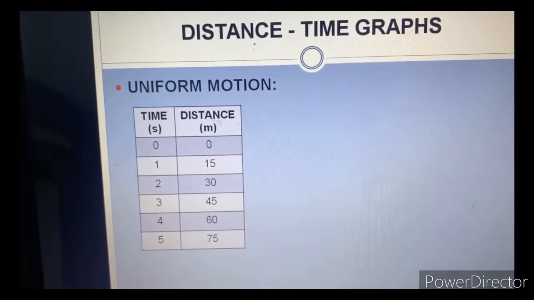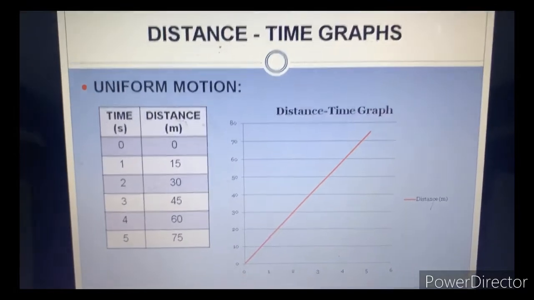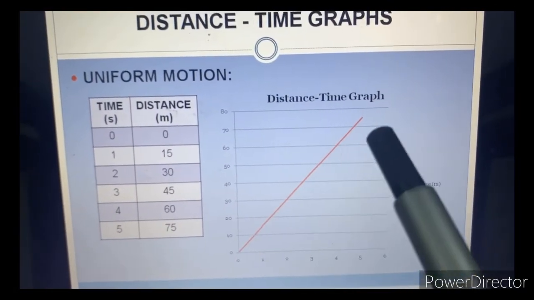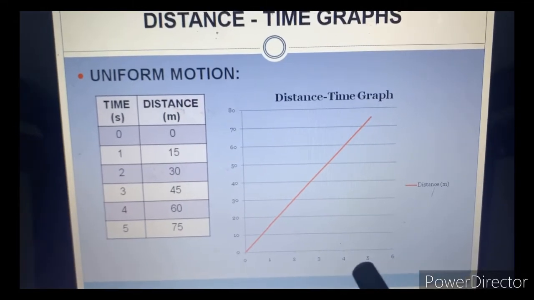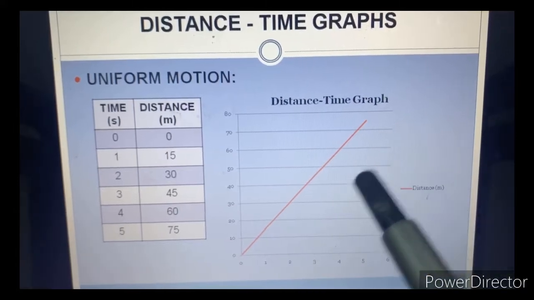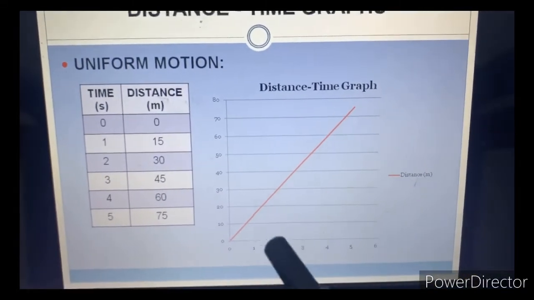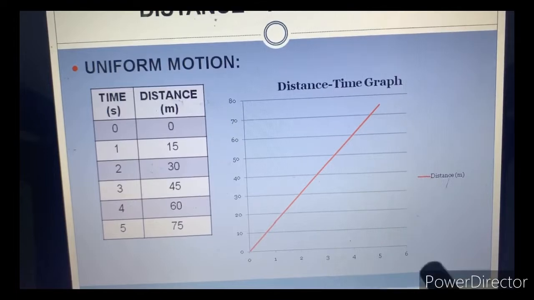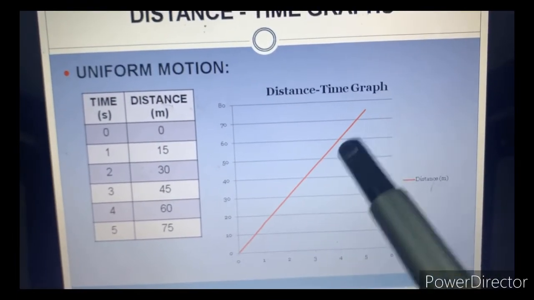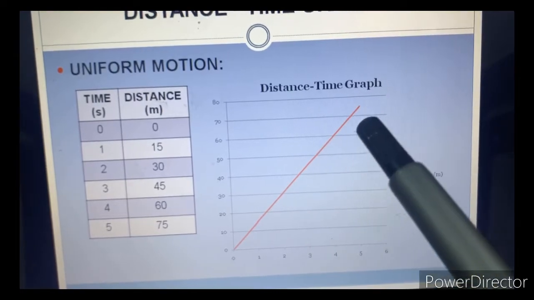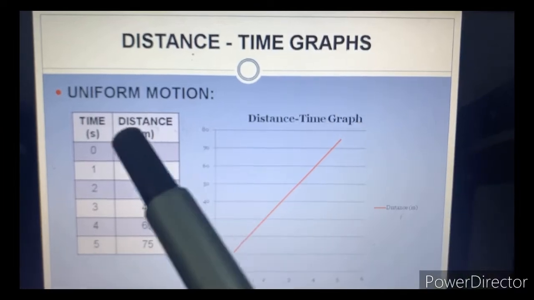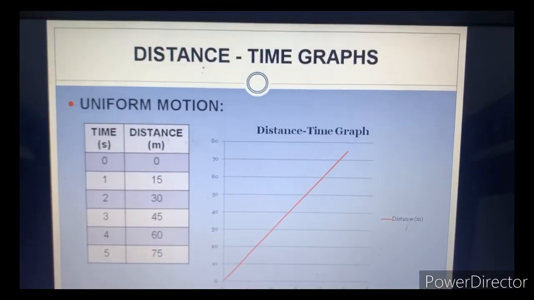See the graph. This graph shows a straight line. As the time increases, the distance also increases accordingly. So what you will do is take time on the x-axis and distance on the y-axis. This line shows that it covers equal distances in equal intervals of time. So this is the distance-time graph for uniform motion.